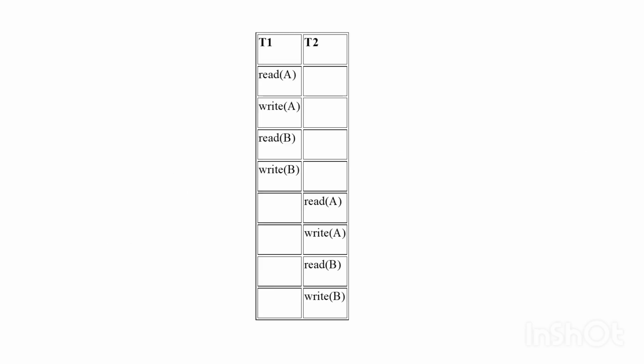Here we have one example. In transaction T1, there is read of A and write of A, read of B and write of B. Different data items are read and written. In transaction T2 also, both data items are read and written with different operations. The data items are handled in a simpler manner.